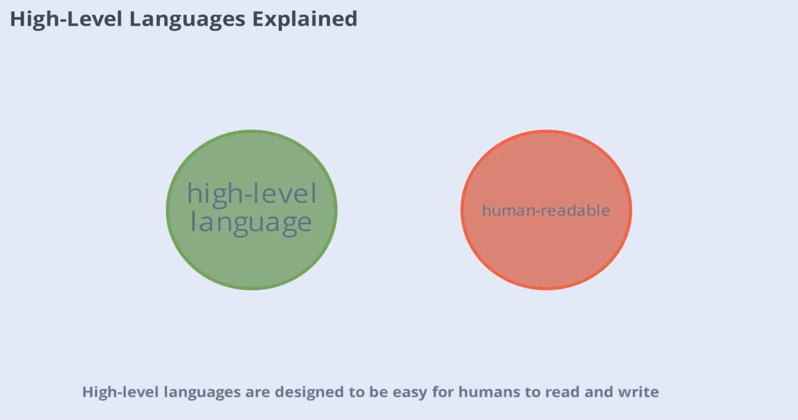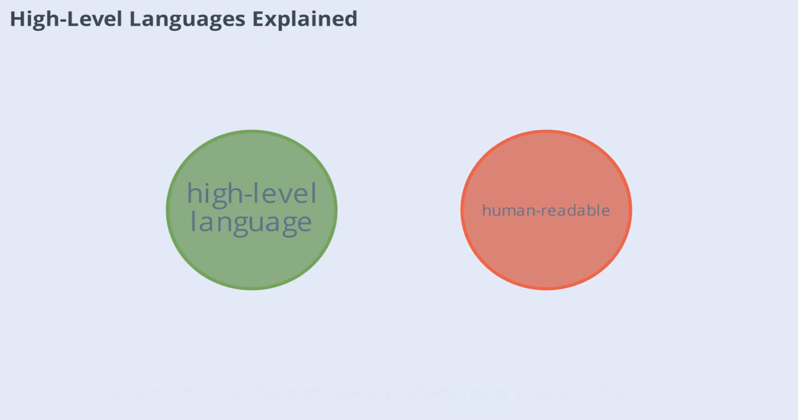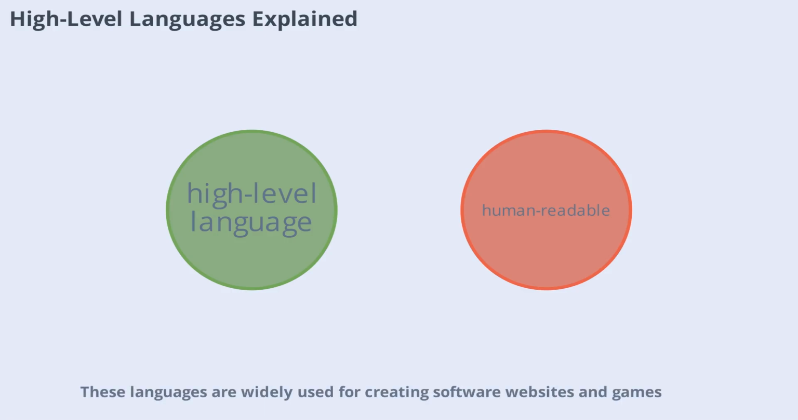High-level languages are designed to be easy for humans to read and write. They use words and symbols that are closer to our everyday language, making programming more accessible. With high-level languages, programmers can focus on solving problems rather than worrying about the tiny details of how the computer works. These languages are widely used for creating software, websites, and games.